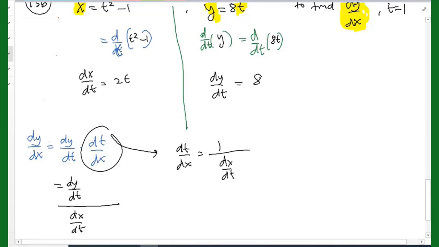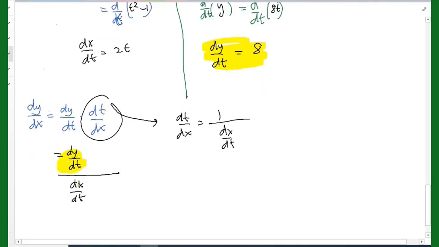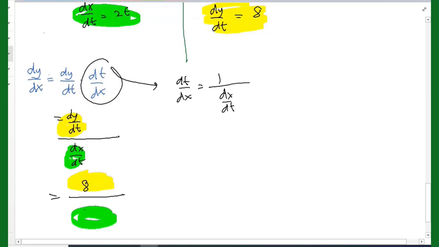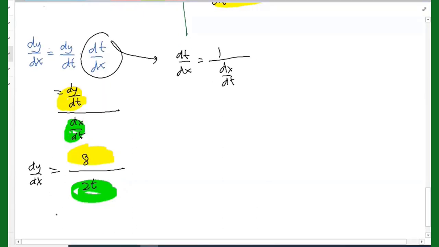The idea is dy dt over dx dt. So dy dt is 8 and dx dt is 2t. So dy dx is dy over dx, so now dy dx is equal to 4 over t. Okay, 4 over t.